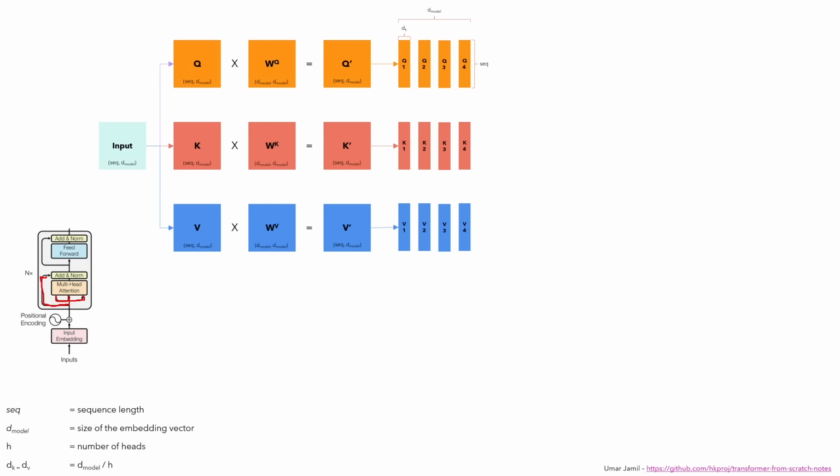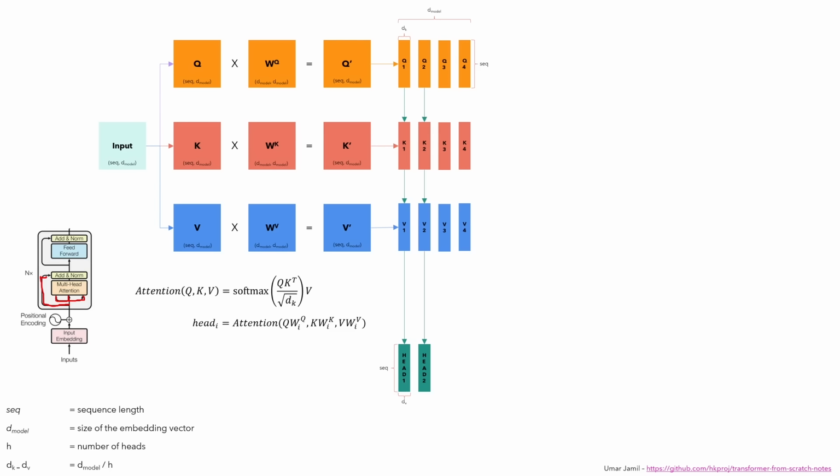We can calculate the attention between these smaller matrices, so Q1, K1, and V1, using the expression taken from the paper. And this will result in small matrices called head 1, head 2, head 3, and head 4. The dimension of head 1 up to head 4 is sequence by dv.